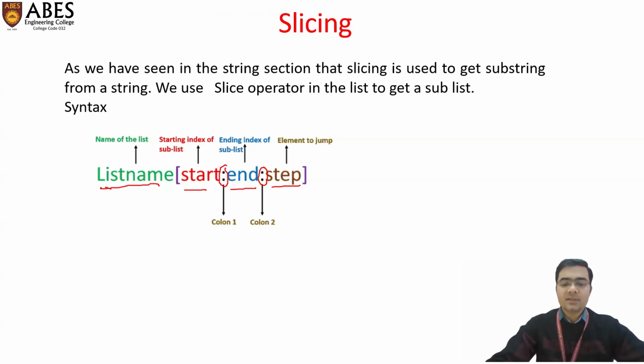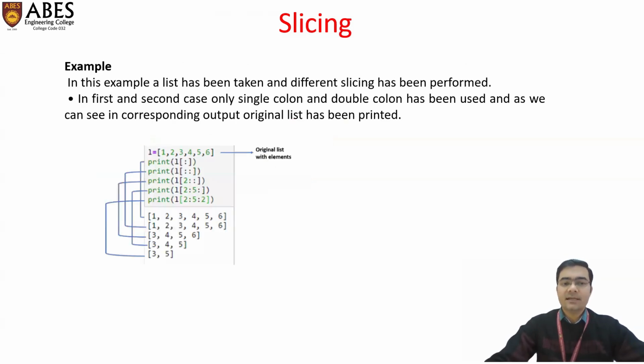In the next example, you can see how different outputs come if you use a different scenario in the slice concept. In this example, L is a list and you are declaring 1, 2, 3, 4, 5, 6. There are 6 elements in the original list. So this is the first output.